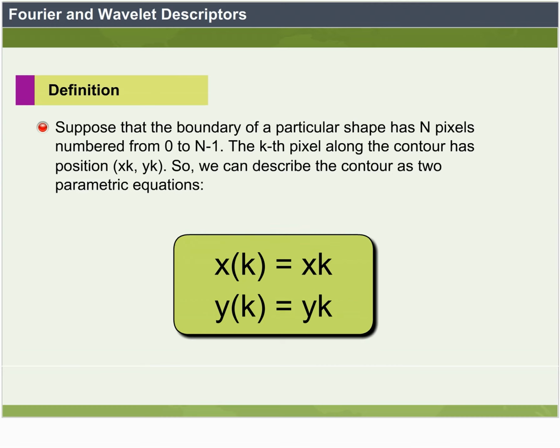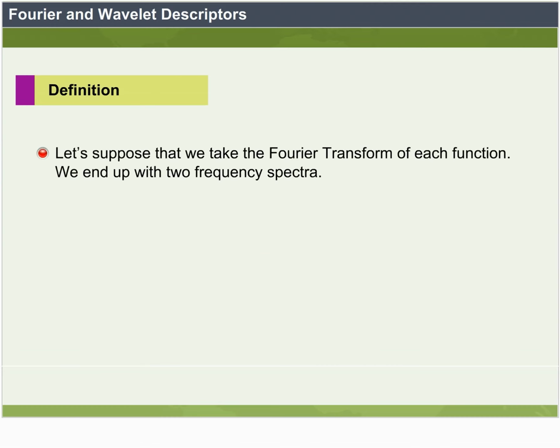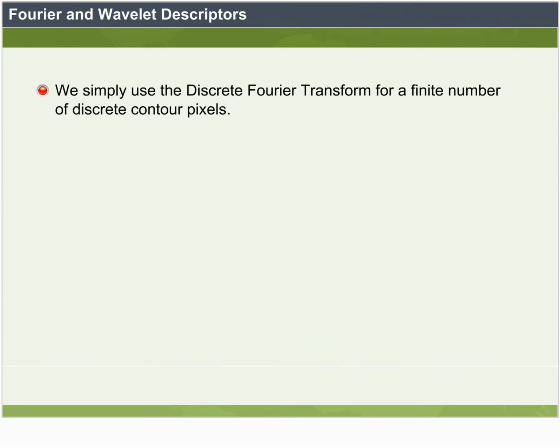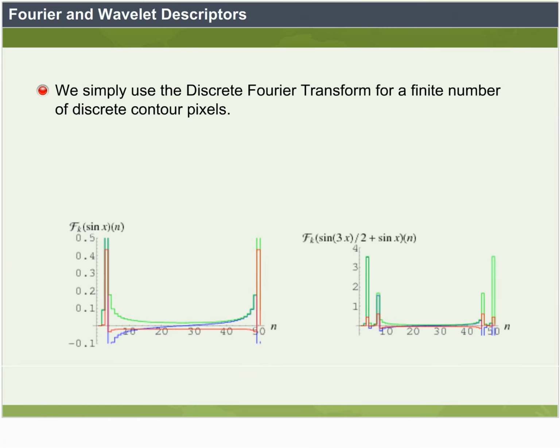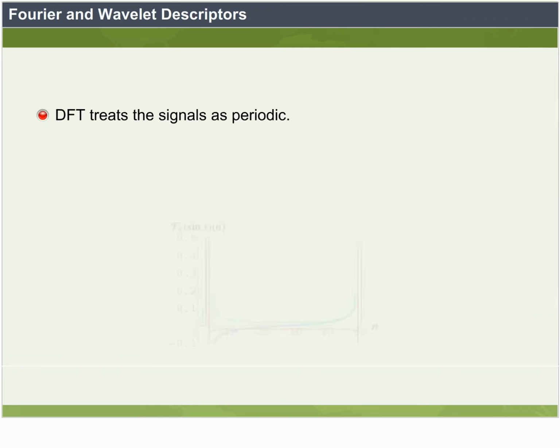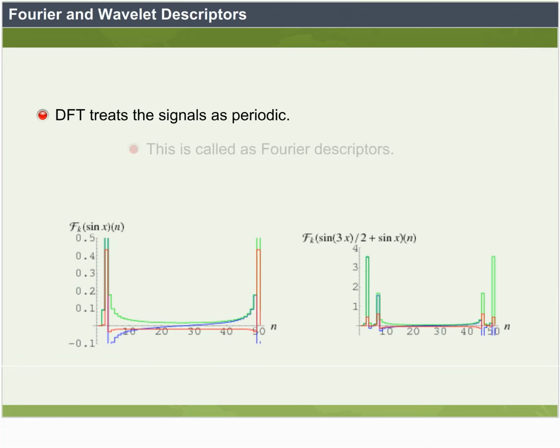Let's suppose that we take the Fourier transform of each function. We end up with the two frequency spectra: ax of v equals F of x of k, and ay of v equals F of y of k. For a finite number of discrete contour pixels, we simply use the discrete Fourier transform. DFT treats the signals as periodic. This is called Fourier descriptors.